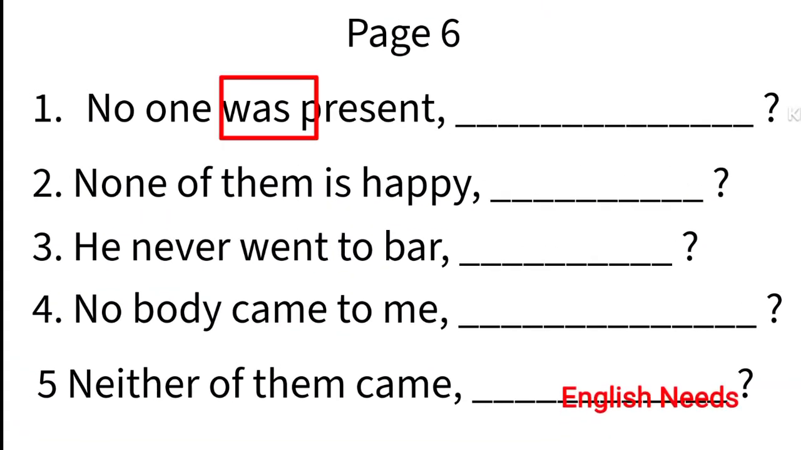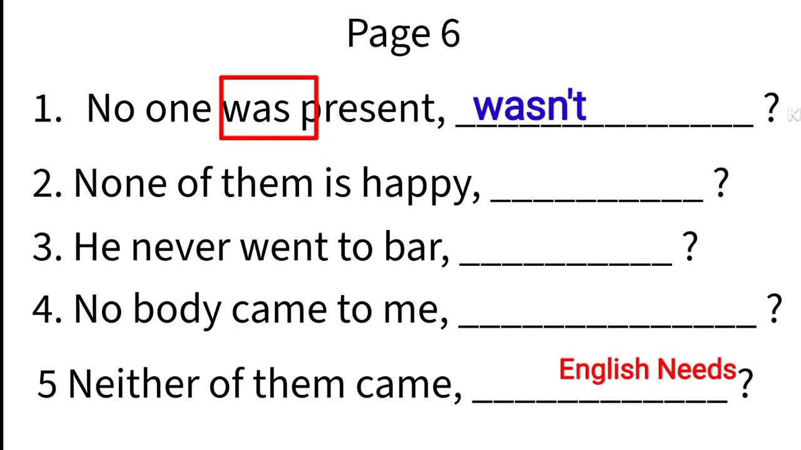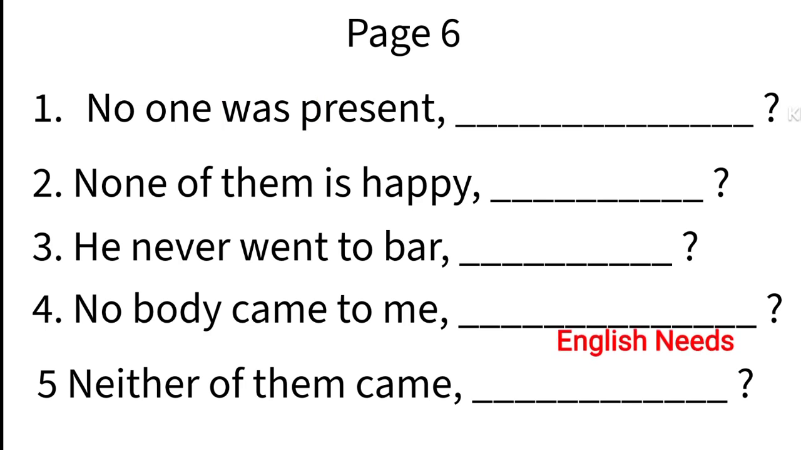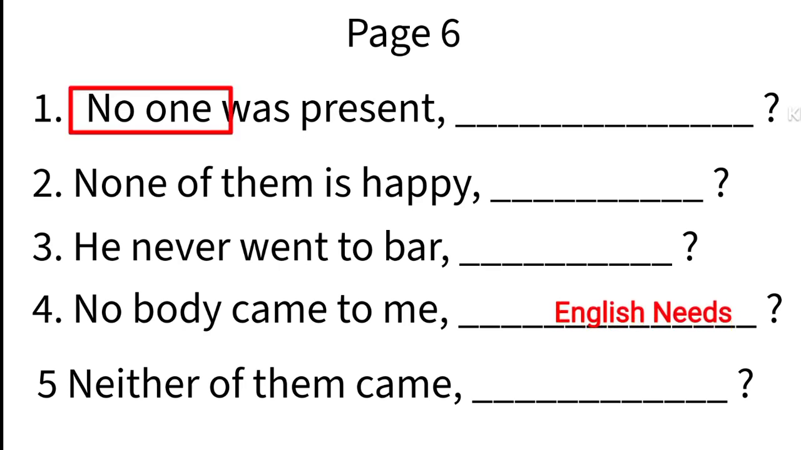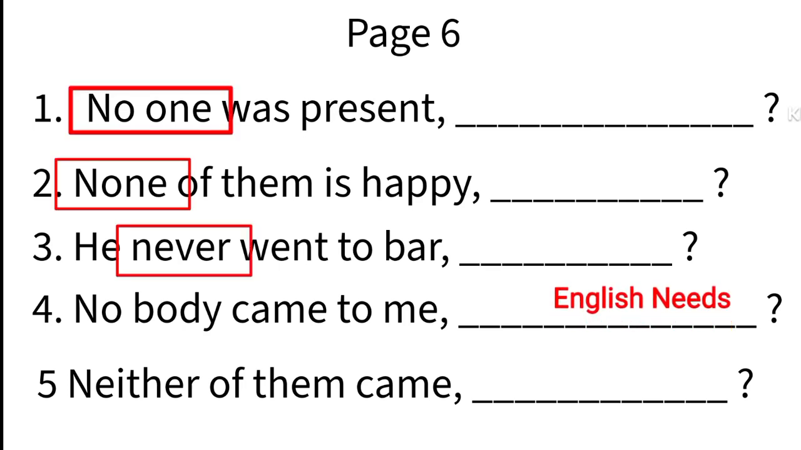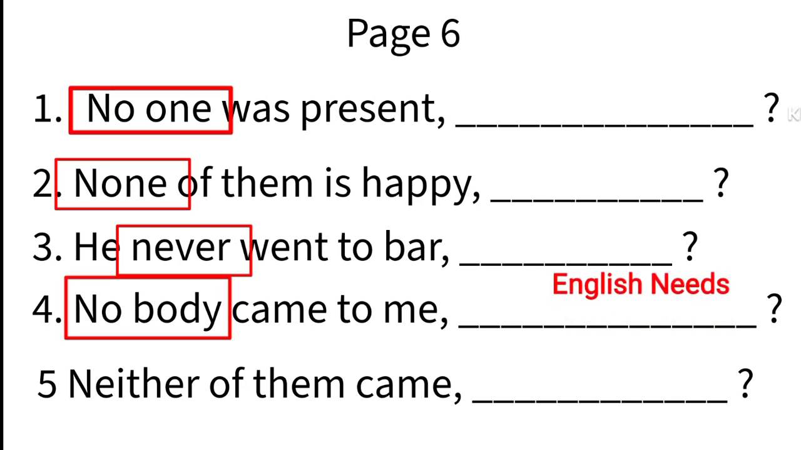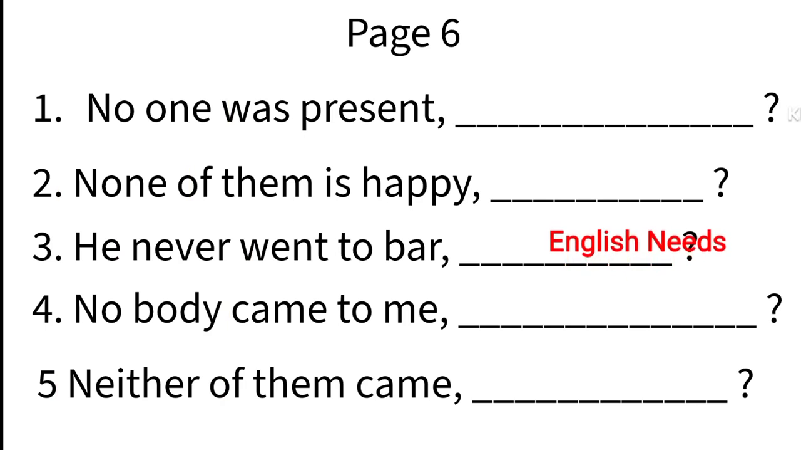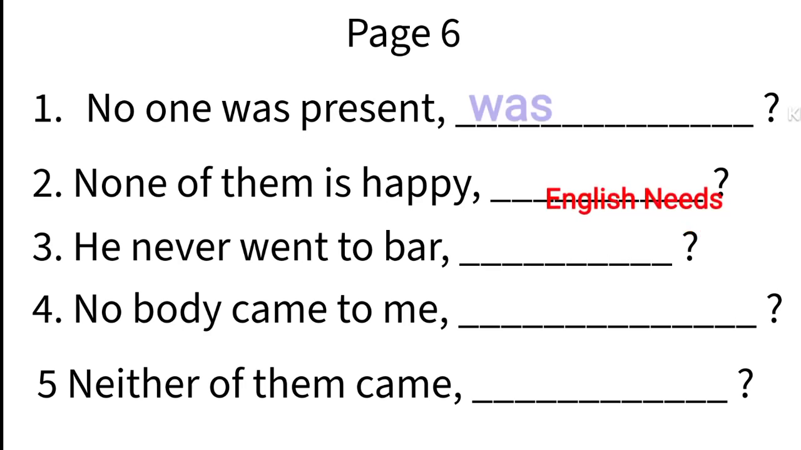You know was is positive and wasn't is negative. So you may write wasn't. No, it is wrong because the whole sentence when you see it is negative. The presence of expressions like no one, none, never, nobody, and neither. These make the sentence negative. So you already know that if the sentence is negative, then the tag is positive. Therefore, it is was here.